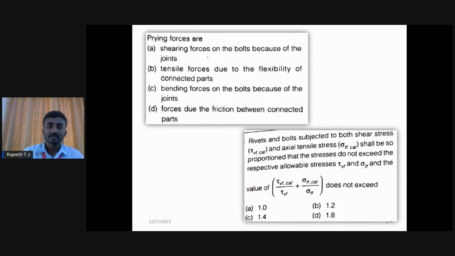Prying force is the force that we all know occurs due to option B, tensile forces due to the flexibility of connected parts. The next one is the combined capacity of the rivets or bolts subjected to shear and tension. For this question, the answer here is C. The ratio of tau v by tau vf, that is the shear stress in the material, plus the tensile stress divided by the tensile strength of the member, does not exceed 1.4 as per IS 800.